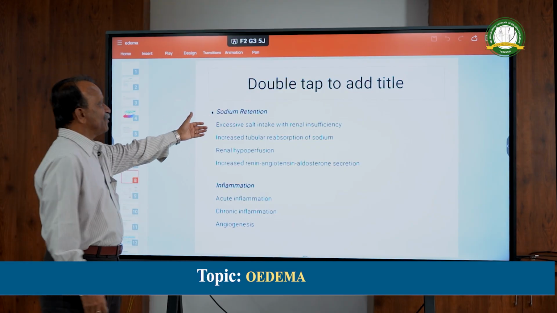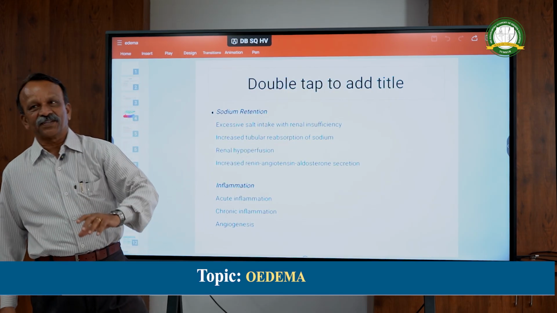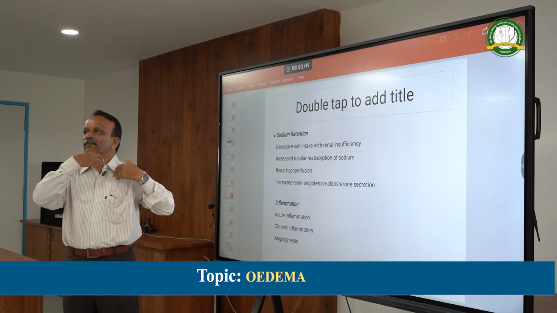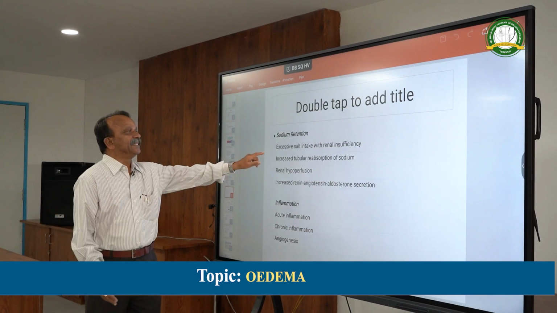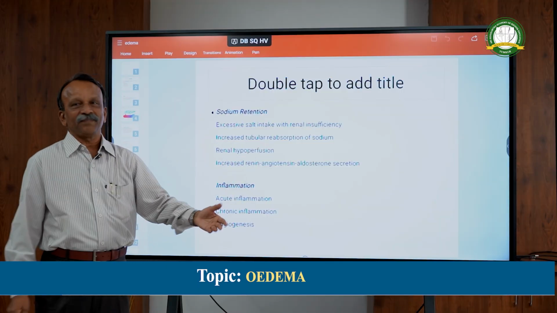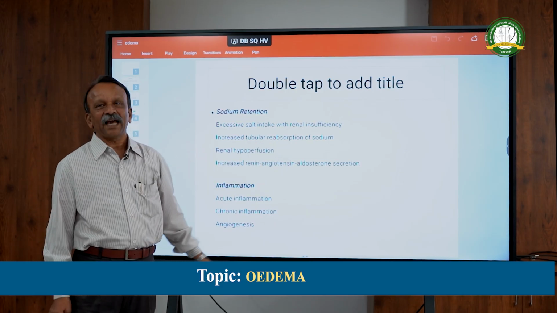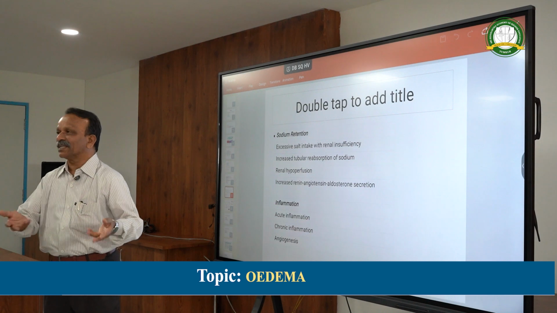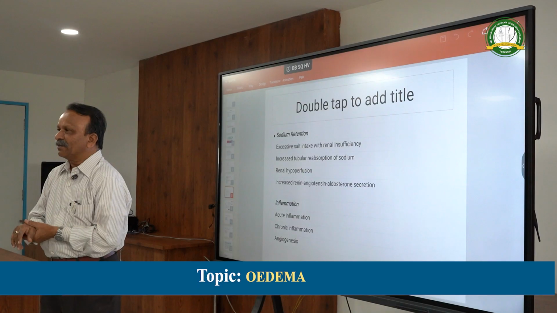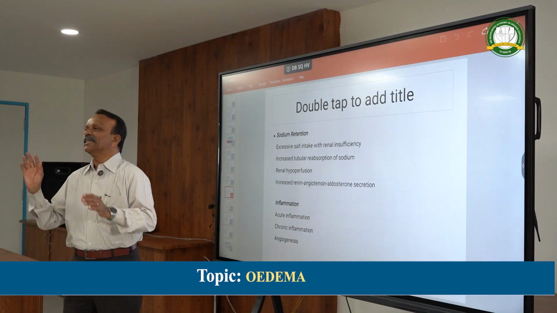Next is retention of sodium and water. Excessive salt intake with renal insufficiency. Suppose there are renal disorders, any renal disorders, if the patient takes some more amount of salt, then it results in sodium retention, resulting in water retention also, that is increased tubular absorption of the sodium, which results in renal hypoperfusion, increased renin angiotensin aldosterone mechanism. Then there will be retention of the volume in the blood vessels, thus resulting in a rise in the hydrostatic pressure, thus resulting in the edema.